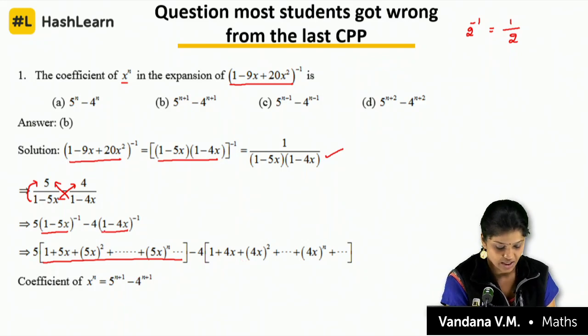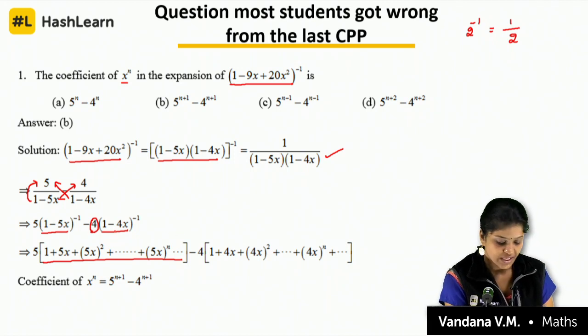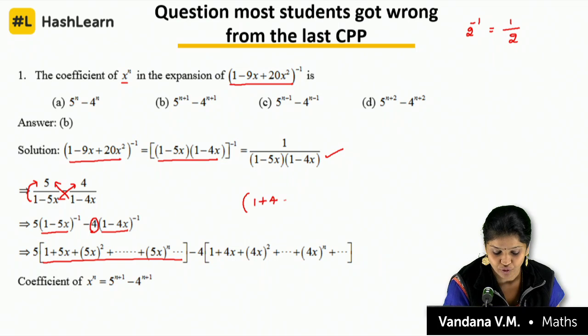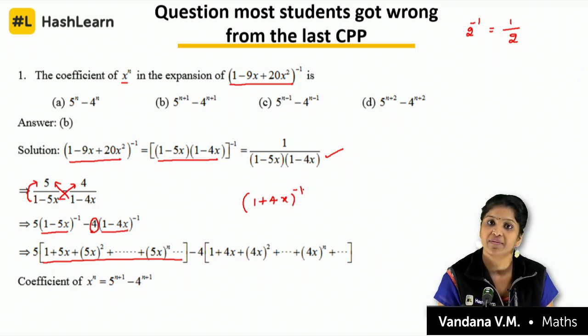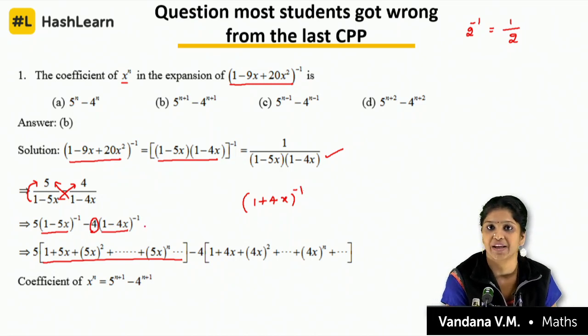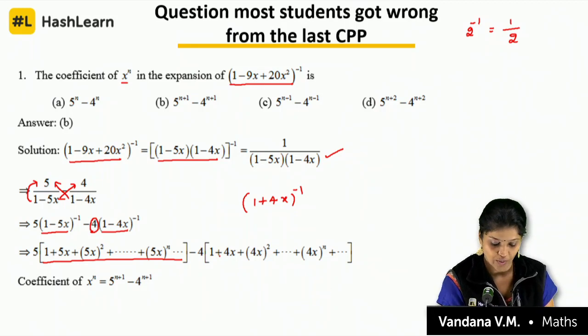Right? Next, here also 4 is out of the expansion. Suppose if you have 1 plus 4x whole power minus 1, you will get alternatively plus or minus. But here also minus, here also minus, whole expansion I will get plus. So 1 plus 4x, 4x whole square, so on 4x whole power n.